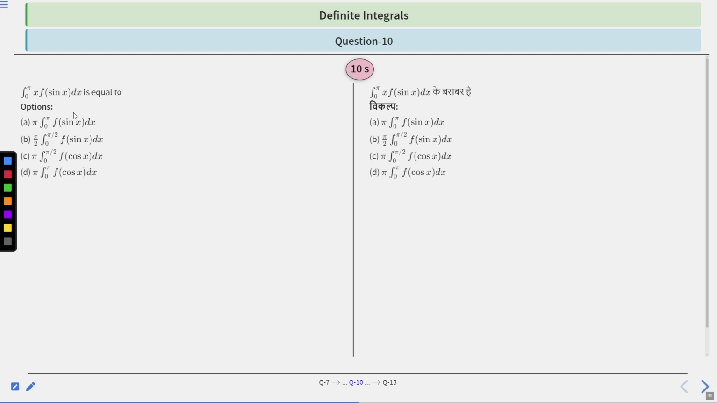Okay, let's move to the solution. You have 10 seconds to solve this question. After 10 seconds, we will discuss the solution.